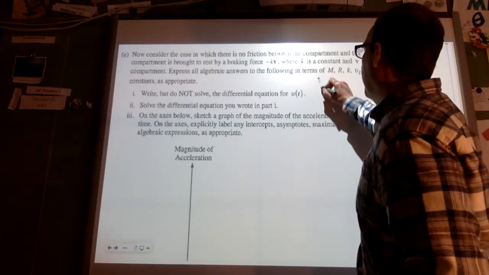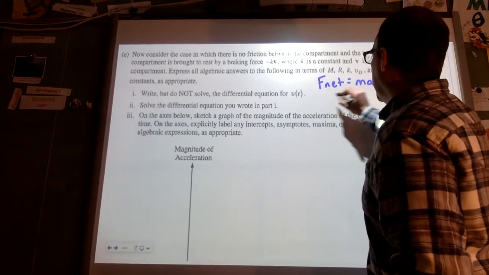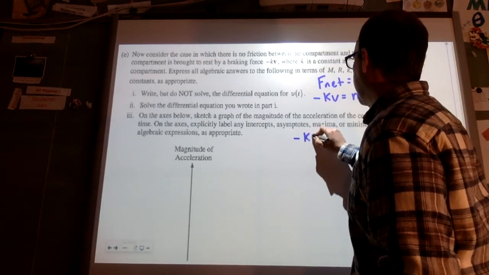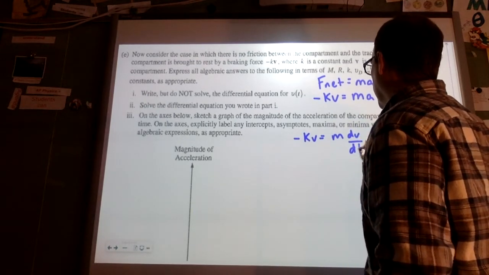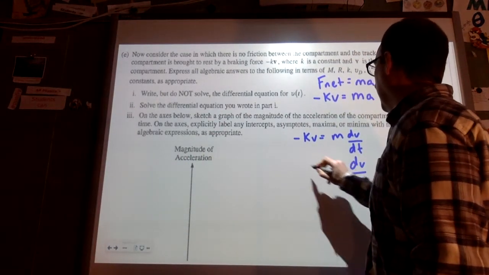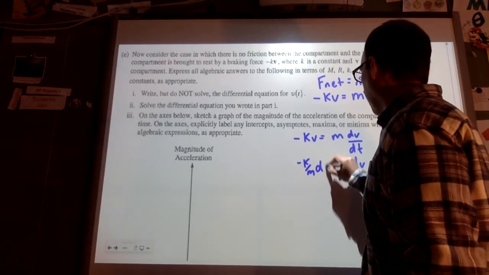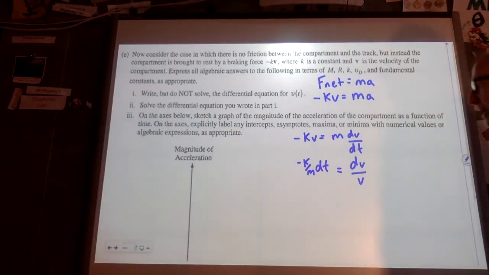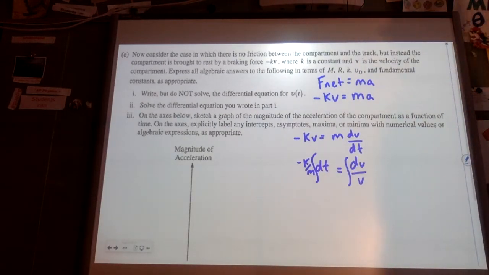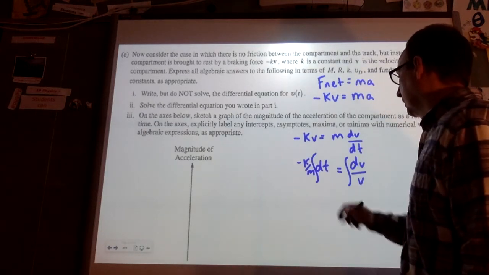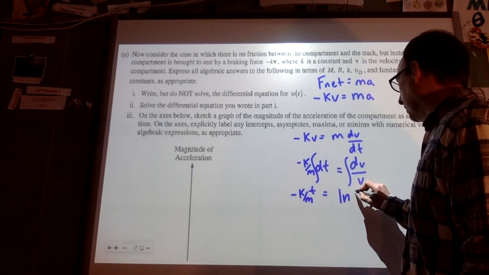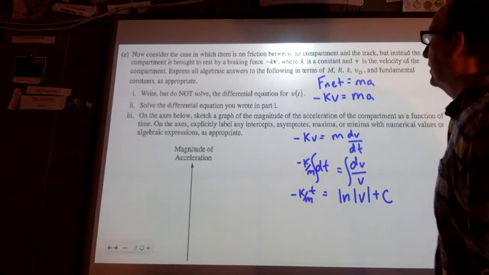So we're going to say that F net is equal to MA, and negative KV is equal to MA, and I'm going to rewrite this as dV dt. And then I'm going to put the V and the dV together. And on this side, I would have minus K over m dt and integrate this. All right, so they want us to solve this. So this would be minus K over M times T is equal to the natural log of V plus C.